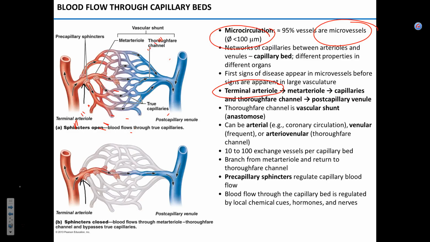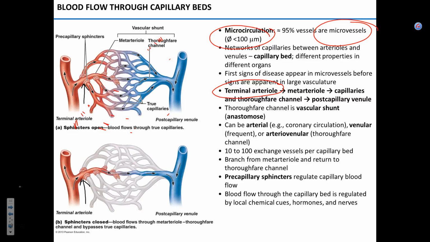So that's how the blood flow through local tissue is regulated. It's very local regulation. It's not systemic. Exactly. Say when tissue becomes hypoxic, sphincters will dilate to increase the blood flow. When tissue becomes hyperoxic, they will constrict to decrease the blood flow. Does that make sense?